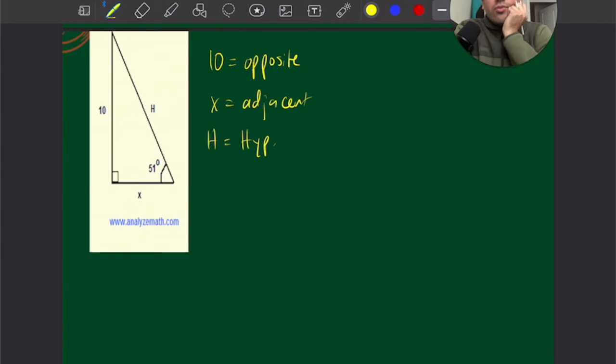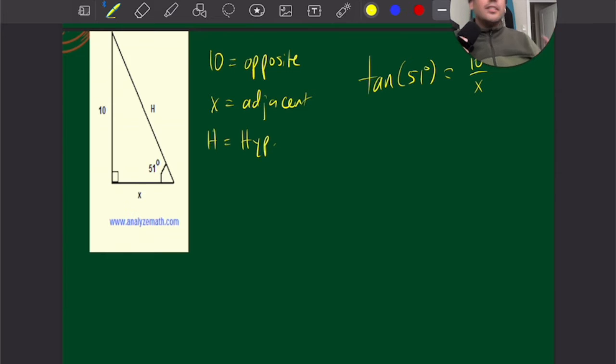Let's do tangent of 51. So I'm going to do tangent of 51. Remember TOA, so that's going to be opposite over adjacent, so that's going to be 10 over x. Ooh, love this problem, and I'm going to tell you why.